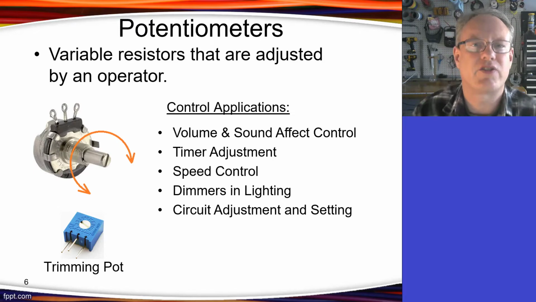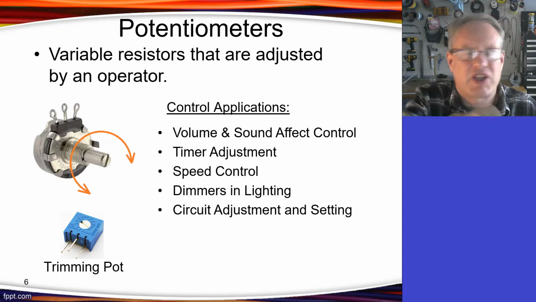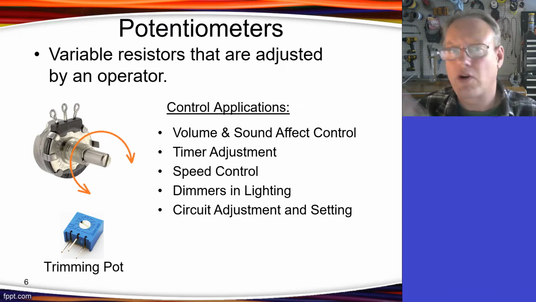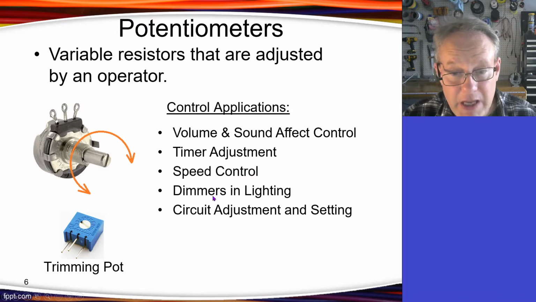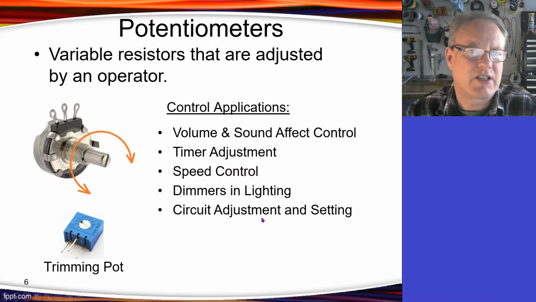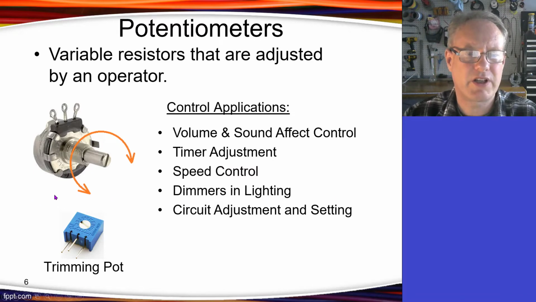Those are for human interface. It's just the human going over and adjusting something, whether it's a volume dial or a dimmer dial, all of these really cool things. Time adjustment for sure, speed control, dimmers, circuit adjustments. So what the circuit adjustments is this.